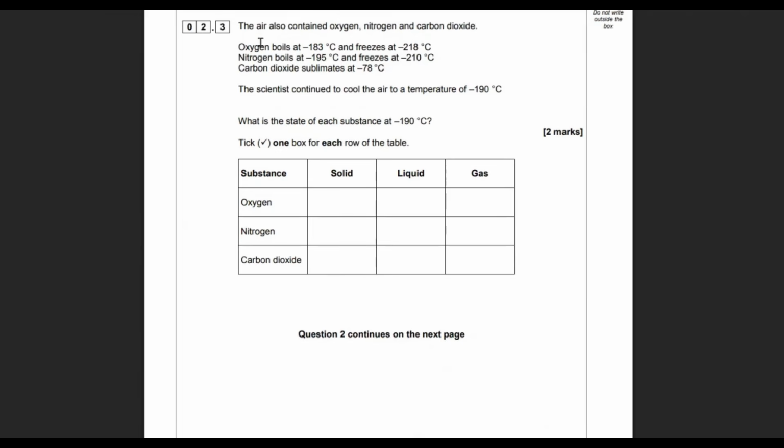2.3, the air also contained oxygen, nitrogen, and carbon dioxide. We don't need the symbols for them, but just to remind you, O2, these are diatomic molecules, N2, and then we've got CO2, bit of chemistry, lovely. Oxygen boils at -183 and freezes at -218. Nitrogen boils at -95 and freezes at -210. Carbon dioxide sublimates at -78. The scientists continued to cool the air temperature till it reached -190. So they basically made it so cold that it's -190.